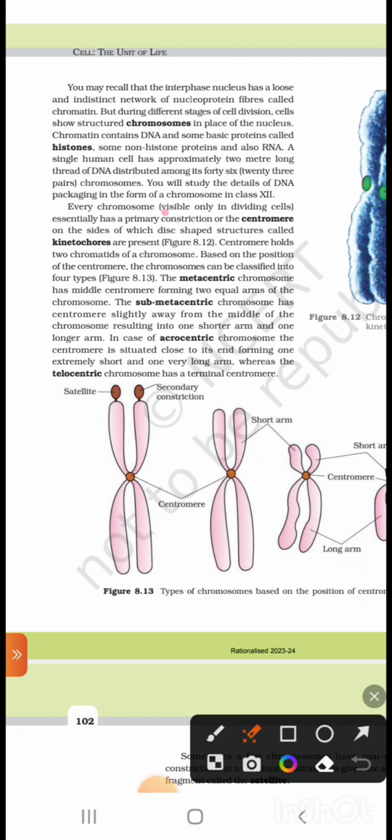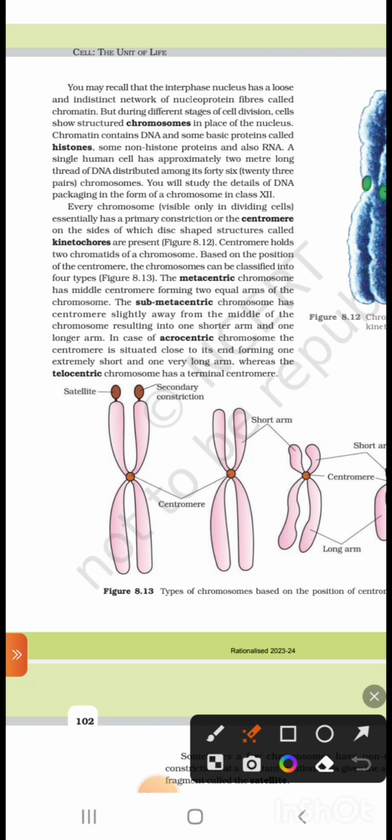Every chromosome, visible only in dividing cells, essentially has a primary constriction or the centromere, on the sides of which disc-shaped structures called kinetochores are present, Figure 8.12. The centromere holds two chromatids of the chromosome. Based on the position of the centromere, the chromosome can be classified into four types.